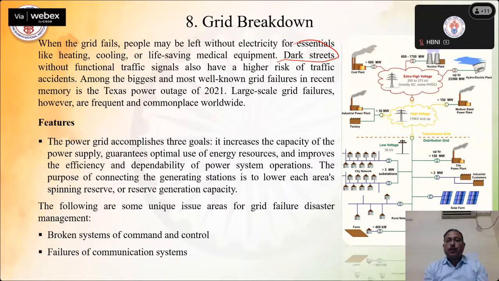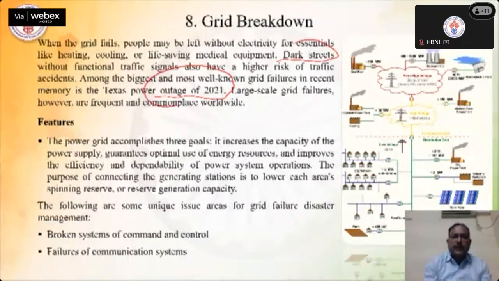Amongst the biggest and most well-known grid failures in recent memory is the Texas power outage of 2021. Large grid failures, however, are frequent and commonplace worldwide. For the features, the power grid accomplishes three goals. It increases the capacity of power supply, guarantees optimal use of energy resources, and improves the efficiency and dependability of the power system operations. The purpose of connecting a generating station is to lower each area's spinning reserve or reserve generation capacity. So it's a very good feature.